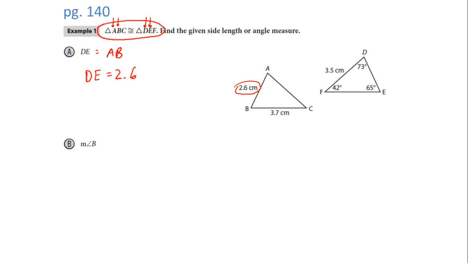Likewise, the measure of angle B is equal to the measure of angle E, because B was the middle letter of the first triangle, E is the middle letter of the second triangle. Looking at my picture, I'm going to notice, oh, look, angle E is 65 degrees. So that means that angle B will also be 65 degrees. If they are congruent, that means that all the parts that match up are congruent as well.